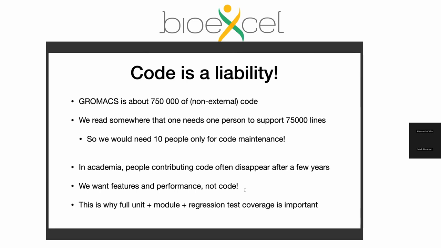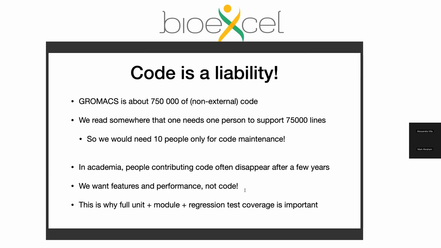You want to have features, you don't want to have code. So Gromacs is about 750,000 lines of code. And we read somewhere that one person is needed to support about 5,000 lines of code, which is probably a rough estimate, but I don't think it's too far off. So we would need about 10 people only for code maintenance. And I think that's probably a reasonable guess. That's not for developing new code, but just maintaining the code there is. So that shows you how much effort you would need just for maintenance of such a code in principle.